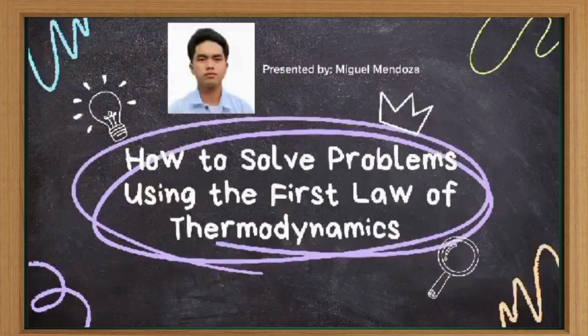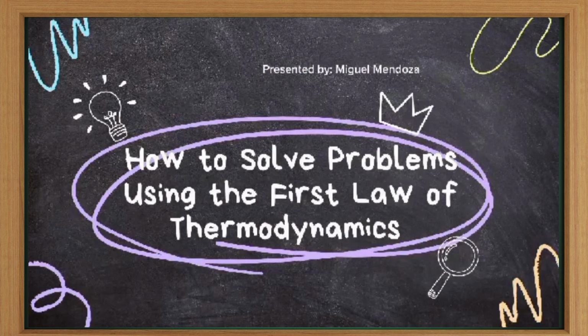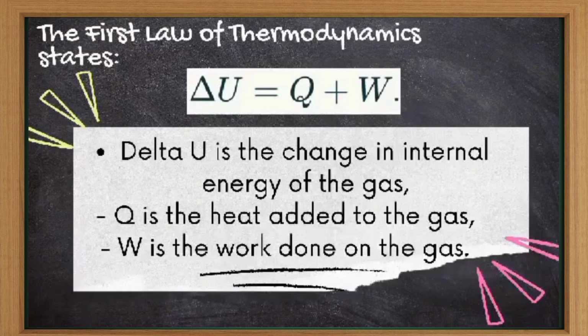How to solve problems using the first law of thermodynamics. Hello everyone. Today, I'll explain how to use the first law of thermodynamics formula to solve problems involving gases. The first law of thermodynamics states delta U equals Q plus W, where delta U is the change in internal energy of the gas, Q is the heat added to the gas, and W is the work done on the gas.